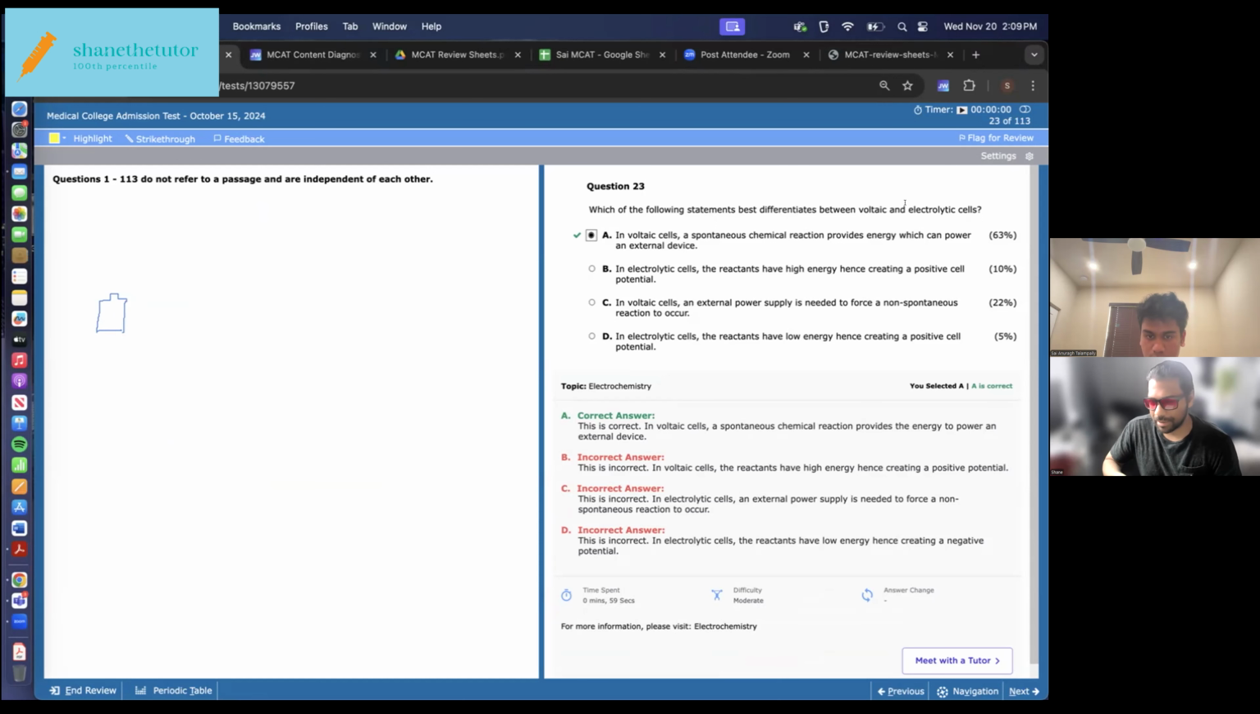But what an electrochemical cell is, and that's by the way the same thing as a voltaic cell, same thing as a galvanic cell, same thing as a concentration cell. So it's basically like a battery, meaning you're converting chemical energy into electrical energy.